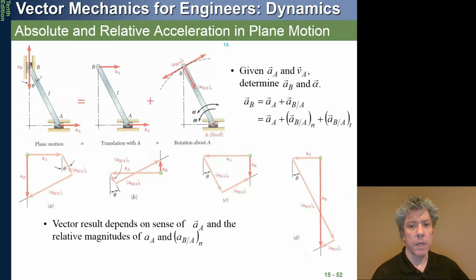Sorry, I'm trying to reconcile what's written here with what I'm thinking, and I'm getting tired. So the vector, let's just read it and talk through it. The vector result depends on the sense of the acceleration of A, whether it's to the right or the left, and the relative magnitudes of the acceleration of A and the normal relative acceleration. And that does make sense because that's basically what we've said so far, right? Because that tangential piece, the acceleration of B with respect to A, has to finish off this acceleration polygon in such a way that we end up with a vertical line for the acceleration of point B.